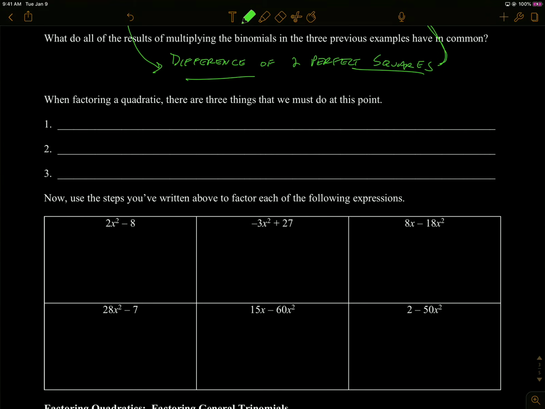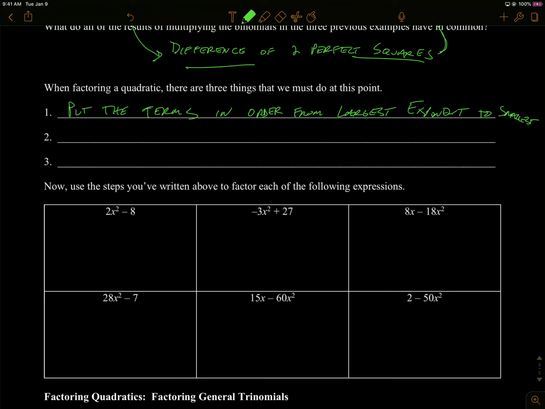When factoring a quadratic, there are 3 things that we have to do at this point. The first thing I recommend is put the terms in order from largest exponent to smallest exponent. You don't have to do this. This one's optional. I don't do this usually. Sometimes I do, but most of the time I don't.